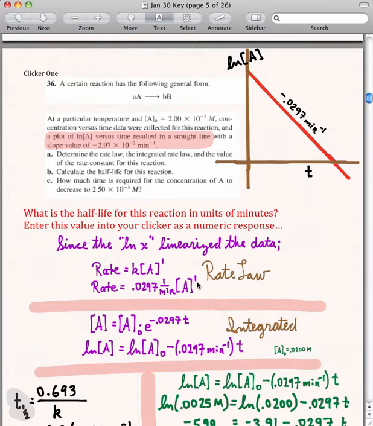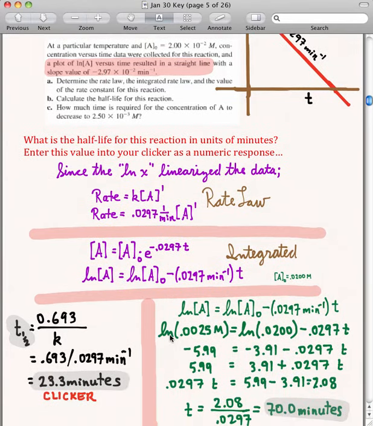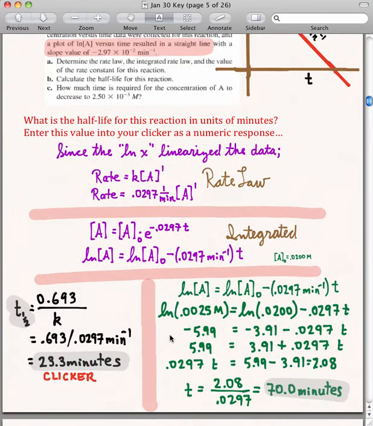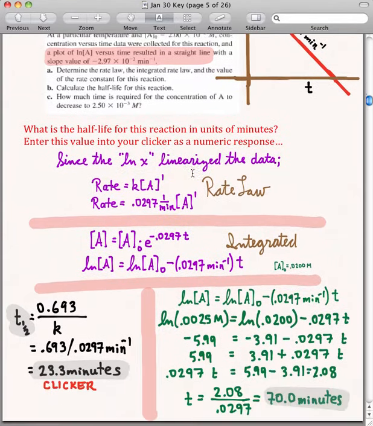That was given to me, and I decided therefore, since the natural log linearized it, it's first order in A. So I could write it like this, or I could write it like this, integrated law. It's easy to find the half-life from there. You should remember this equation, the 0.693 over k. So if I find k, or actually they tell me k in this case, I can easily find the half-life.